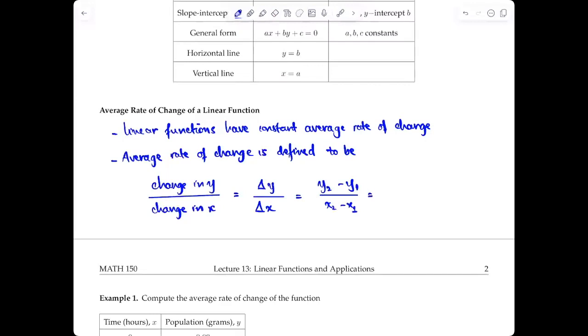So this is equal to the slope of a line going through two points. The formula should be the same. You've seen this formula before.